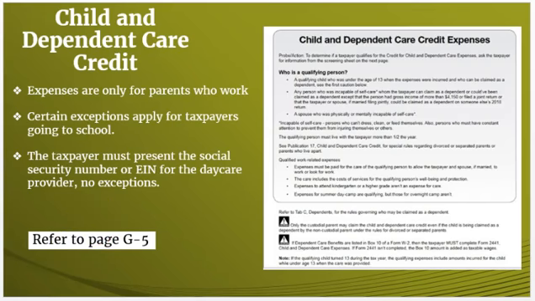The taxpayer, if you want to claim this credit, must submit the EIN or the Social Security number of the provider. That is going to force taxpayers to be using reputable providers. A provider who doesn't want to give their EIN or their Social Security number is a provider who is probably not going to claim the income that you pay. And if they're not going to claim that income, you can't claim the credit.